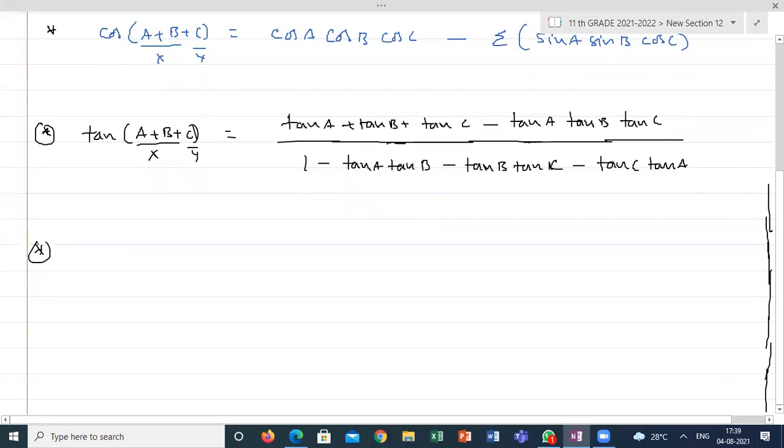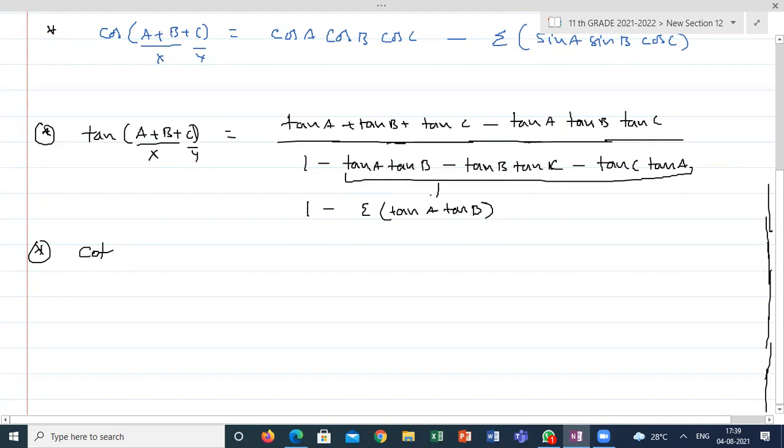Sir, this can be written as summation tan A minus summation tan A tan B tan C. You can write like this: tan A tan B, tan B tan C, tan C tan A. Repetition, cyclic. This is also fine. This whole thing can be replaced with this expression.